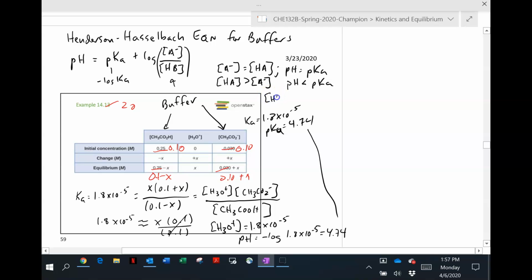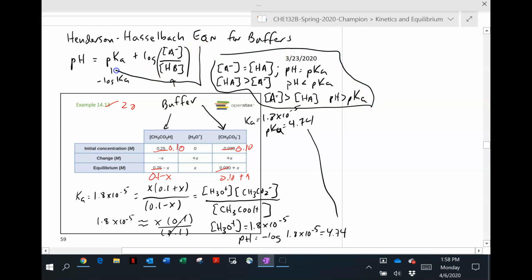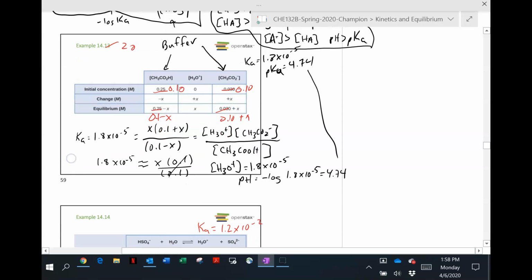If A minus is greater than HA, then the ratio is going to be greater than 1, so the pH will be greater than pKa. And remember, of course, as pH goes down, we're going more acidic. As pH goes up, we're going more basic. So that's some good, useful qualitative analysis of this. This equation is on the formula sheet and you will use it a lot. So I wanted to show you that one.